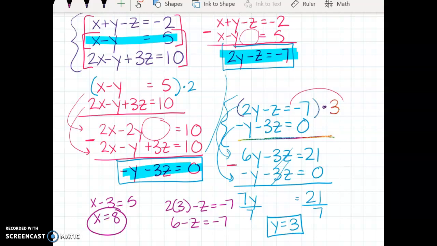So the mistake I made was negative 7 times 3 is negative 21. So I have negative 21 minus 0 is negative 21. Negative 21 over 7 is negative 3.